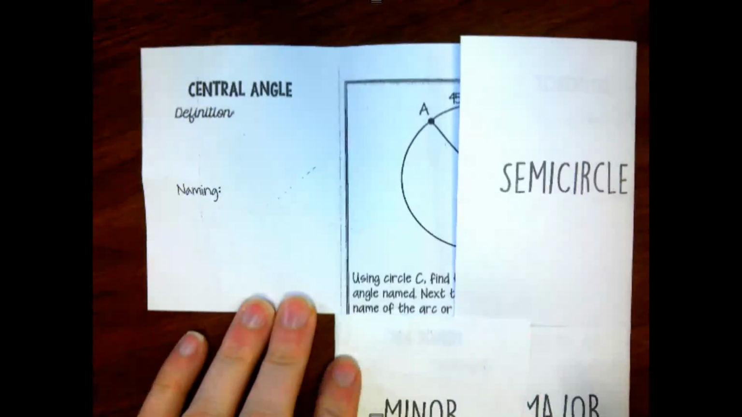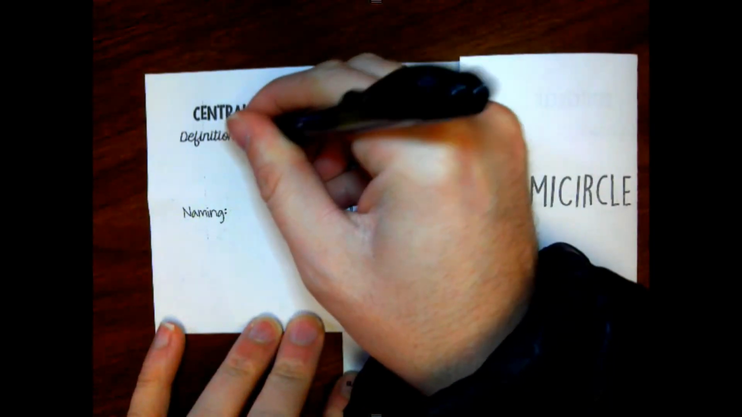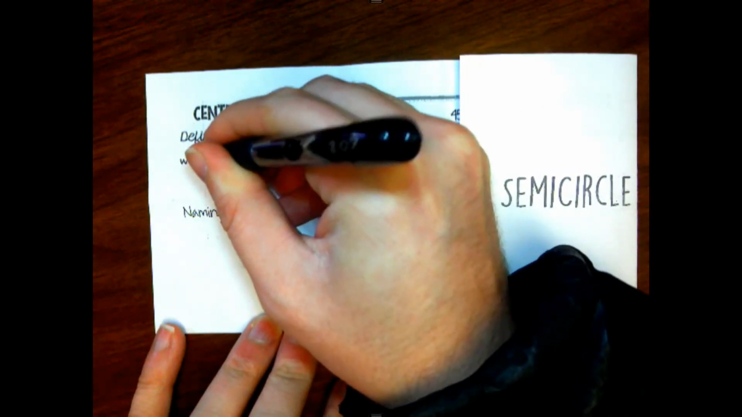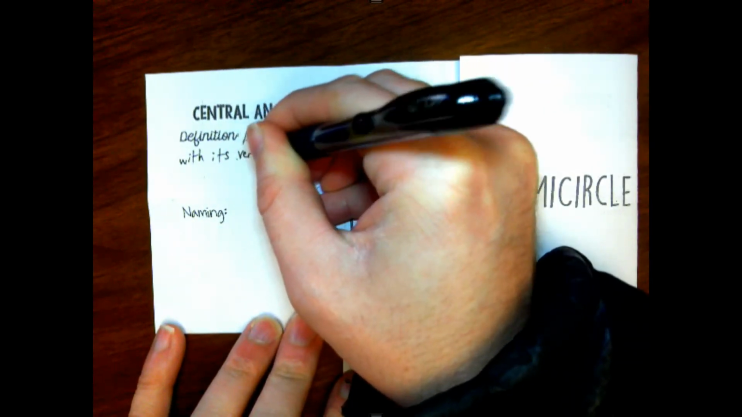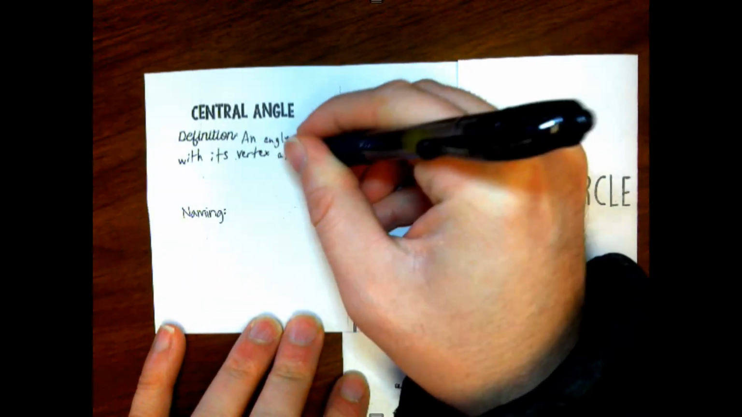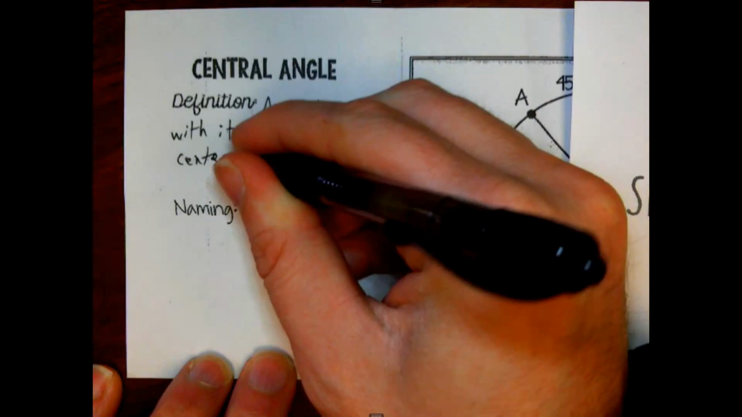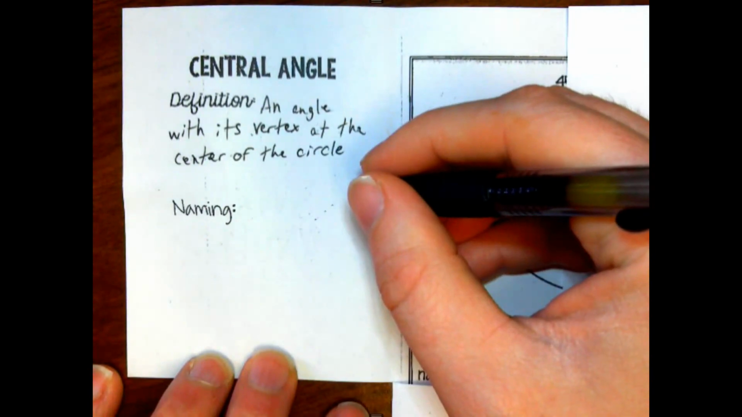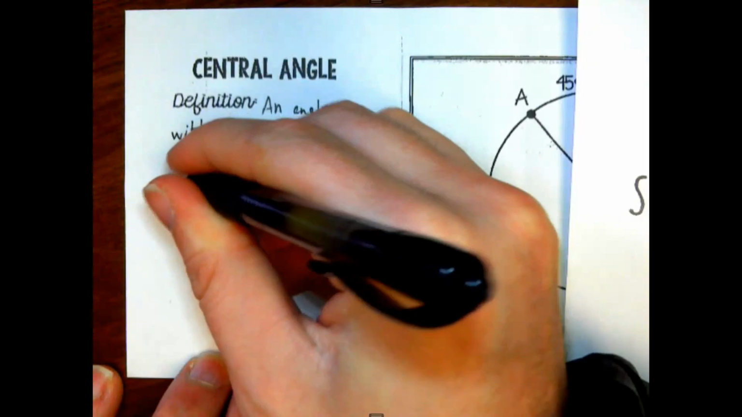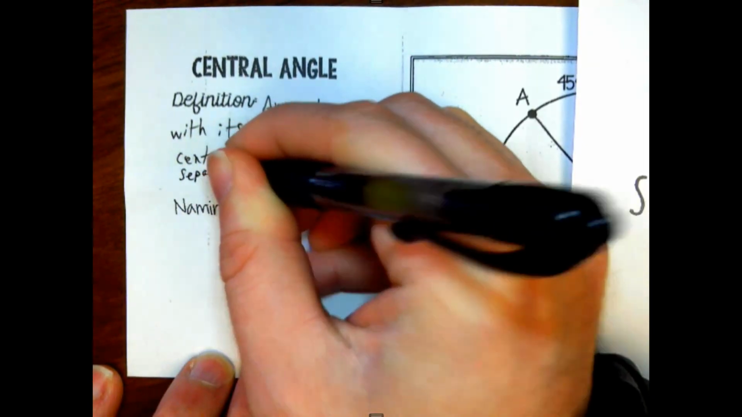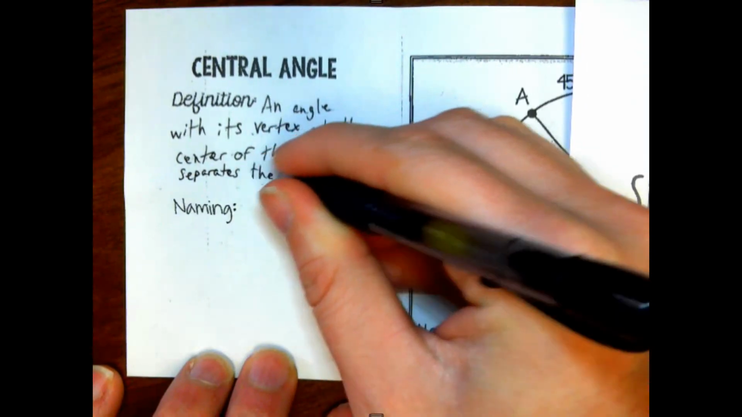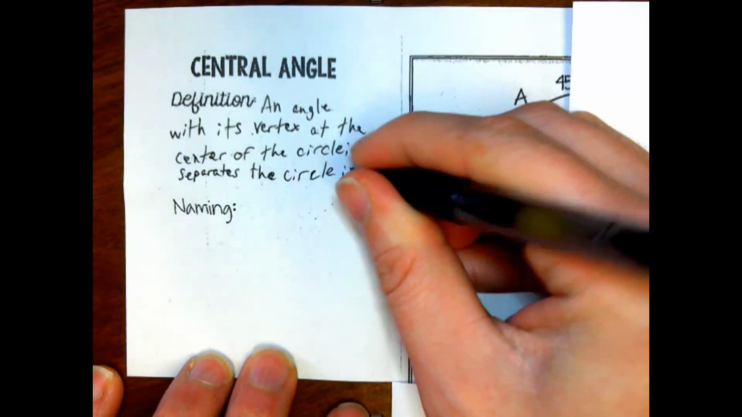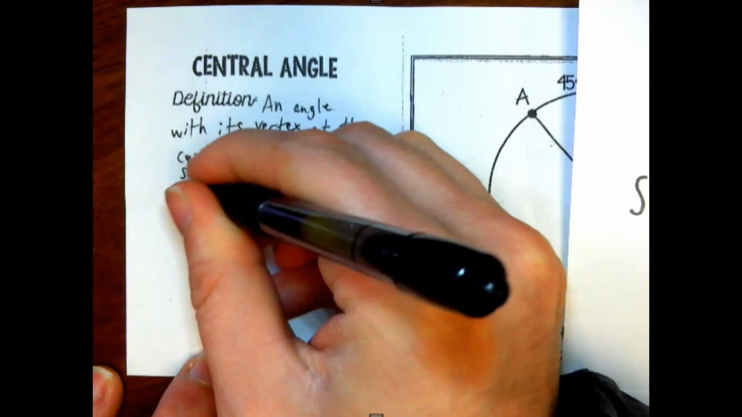So first, central angle, definition. A central angle is an angle with its vertex at the center of the circle. A central angle separates the circle into two arcs.